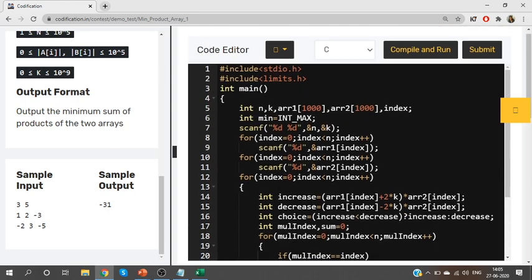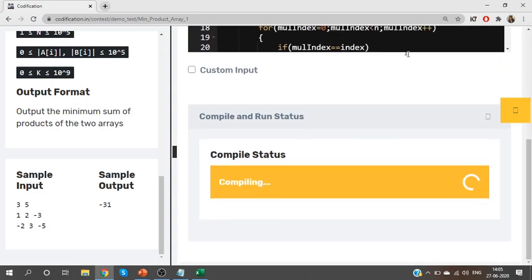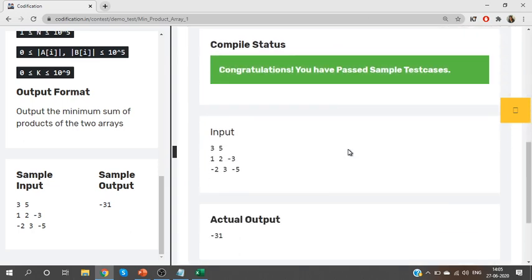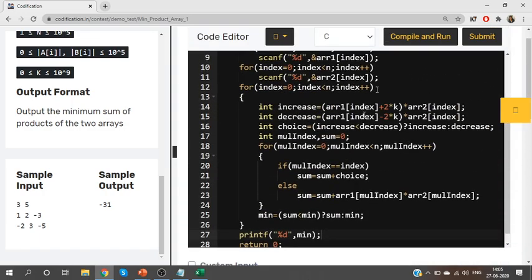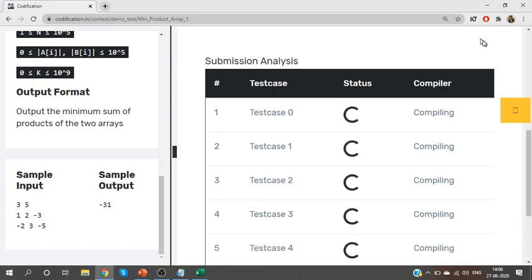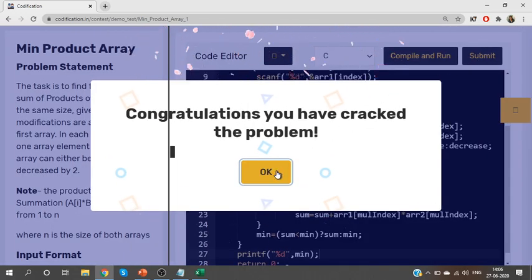Clear? So let me compile and check whether we have missed anything. Compile. Yes, look at that. Sample test case is passed. So I'm going to submit it now. Okay, all test cases are cleared.